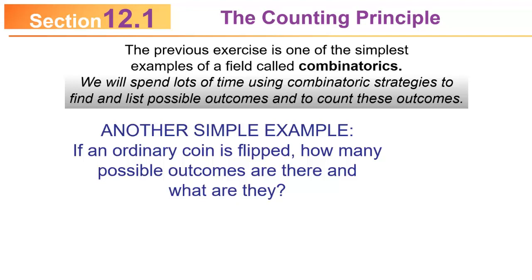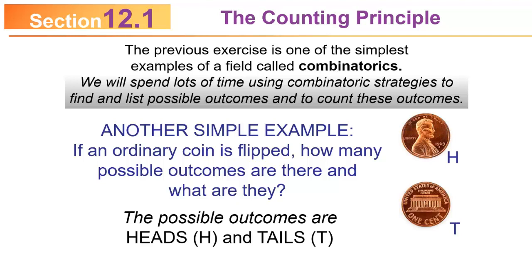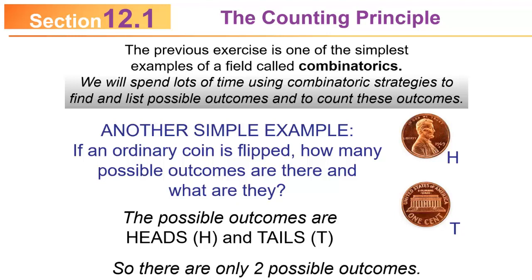Let's look at another simple example. If an ordinary coin is flipped, how many possible outcomes are there, and what are they? Well, a coin, a standard coin at least, has a head and a tail side. So the possible outcomes, if you list them, are heads, maybe use an H for that, and tails, perhaps a T for that. So there are only 2 possible outcomes. Again, a simple list will suffice.